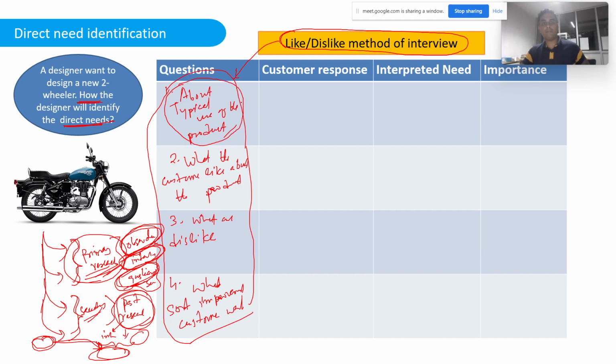Okay, so can you tell me certain examples, like what do you think should be a typical answer when I ask about the typical use of this particular product? What do you think the customer response will be?